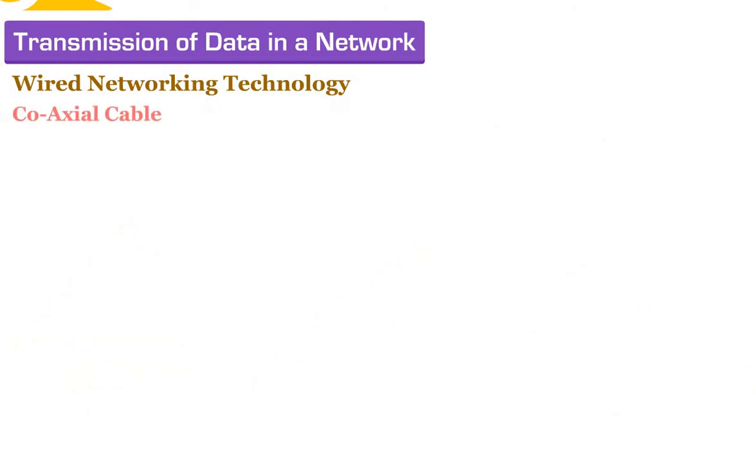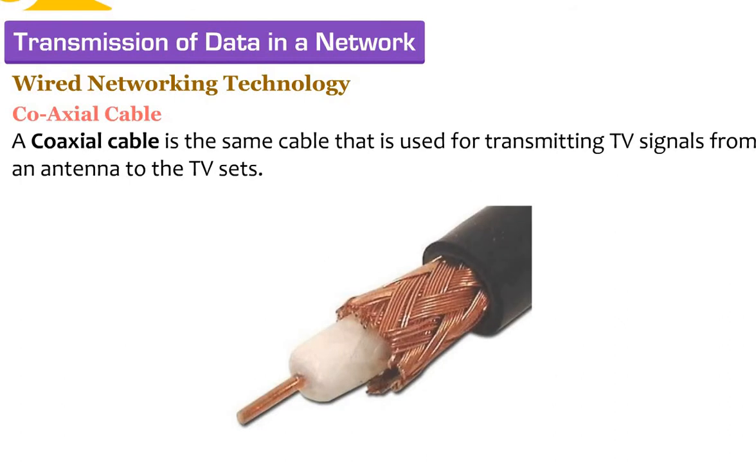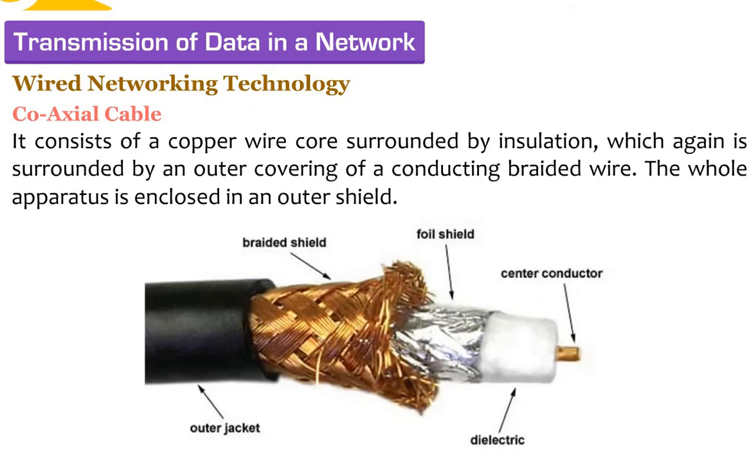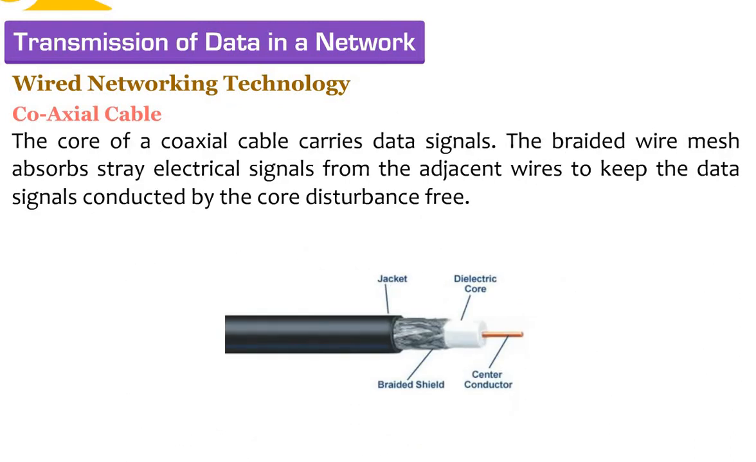Coaxial cable. A coaxial cable is the same cable that is used for transmitting TV signals from an antenna to the TV sets. It consists of a copper wire core surrounded by insulation, which again is surrounded by an outer covering of a conducting braided wire. The whole apparatus is enclosed in an outer shield. The core of a coaxial cable carries data signals.